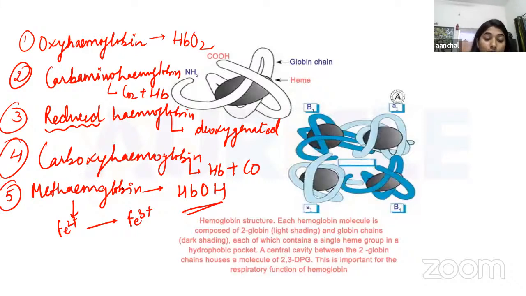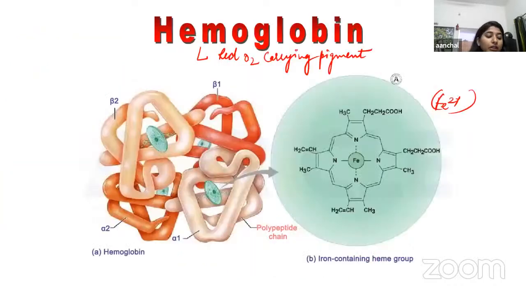Okay, so again I'm repeating, what is methemoglobin? When either reduced or oxygenated hemoglobin is exposed to various kinds of drugs, or it is exposed to oxidizing agents, because of this, the Fe2+ gets converted to Fe3+, and the compound is known as methemoglobin, right? So this is all about the different forms of hemoglobin. Now we have some normal values. Let's learn some normal values.